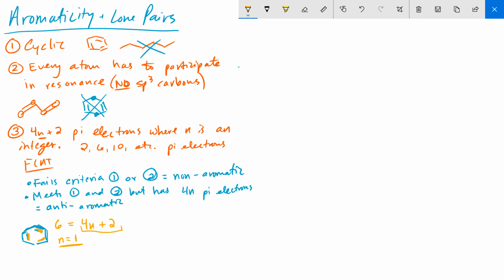However, if we look at a molecule like cyclobutadiene, it meets rule 1, it's cyclic, it's a ring, and it meets rule 2, every carbon in here is sp2 hybridized.